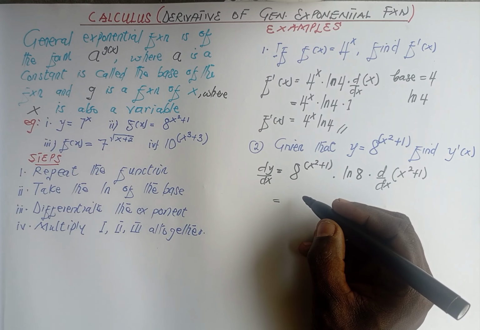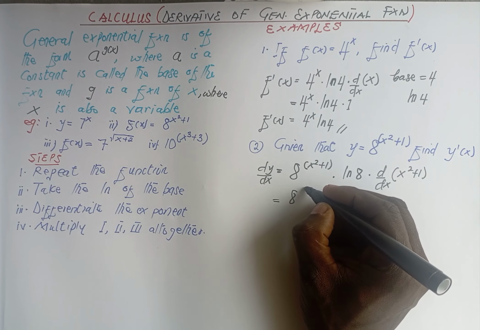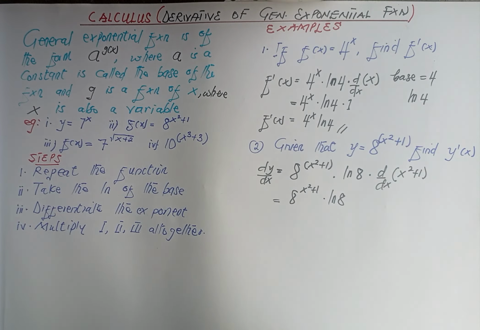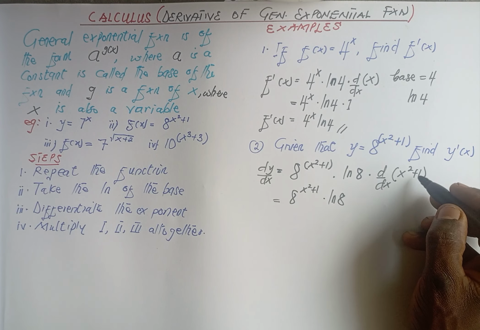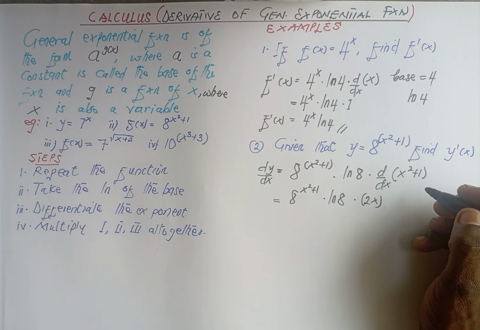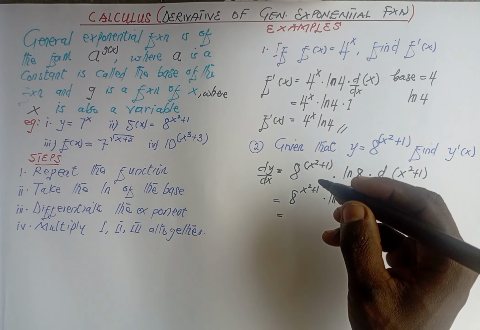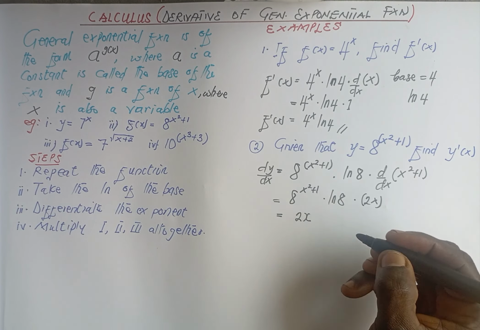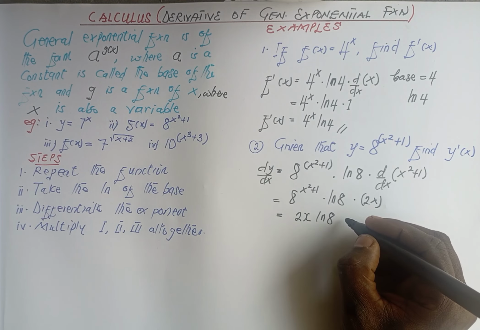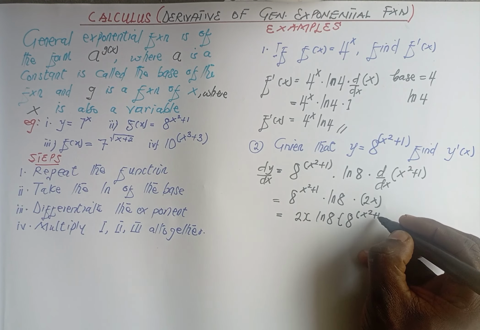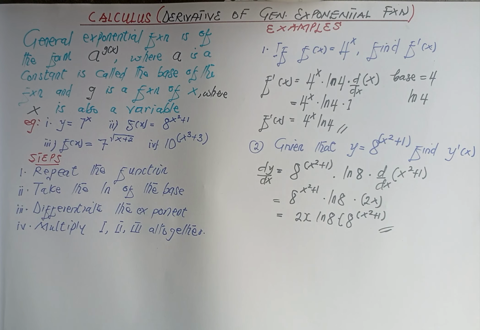We have 8 to the power x squared plus 1, and the ln 8 is already there. Then we differentiate the power, x squared plus 1. Differentiating x squared, we get 2x, and whenever we differentiate a constant, we get 0. Therefore, the derivative of this function is 2x ln 8 times 8 to the power x squared plus 1.